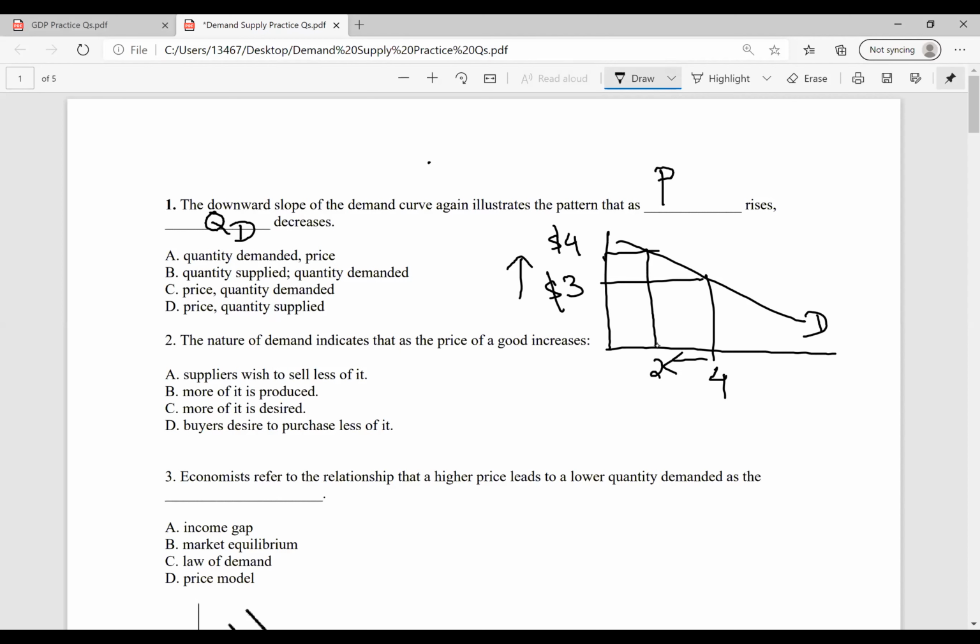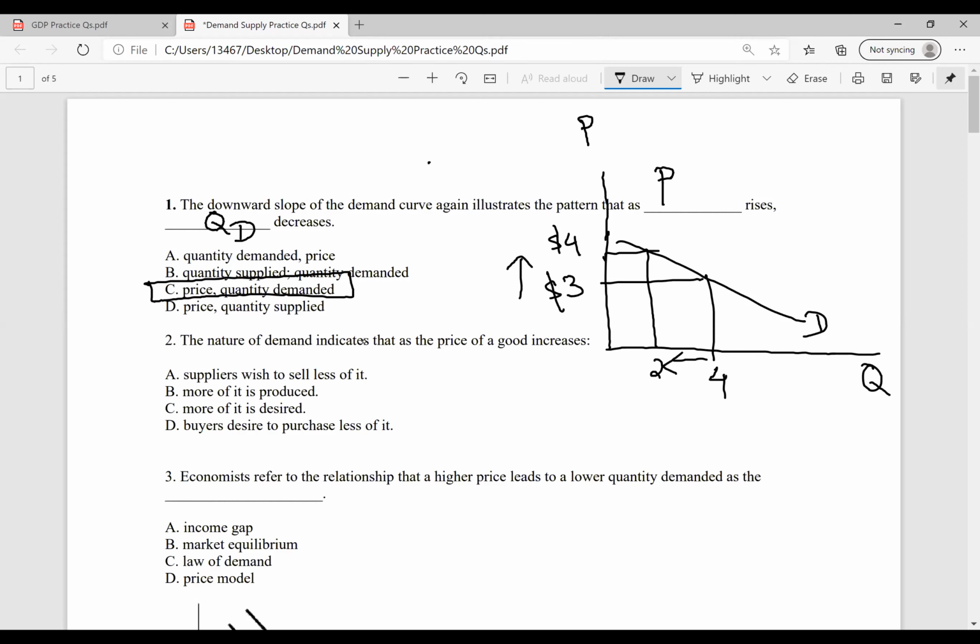Okay, this is what we mean by the downward slope of the demand curve. And definitely we have price on the vertical axis, quantity on the horizontal axis. So this is the answer to this question. Price increases, quantity demanded decreases.